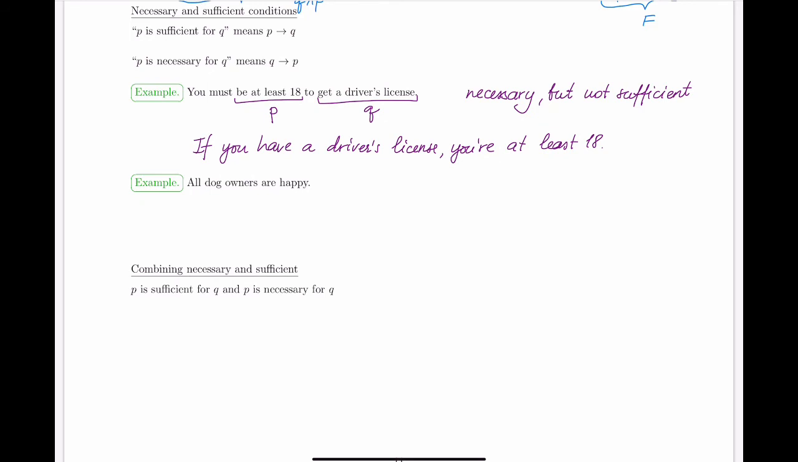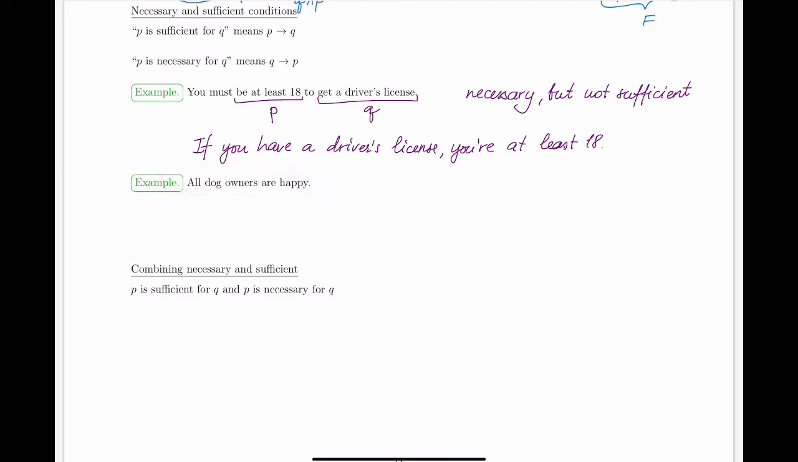Let's take a look at the next example. All dog owners are happy. Again, there's two parts to it, being a dog owner and being happy. So we're trying to figure out, is the dog ownership necessary or sufficient condition for happiness? Is it necessary to have a dog to be happy? Is it sufficient to have a dog to be happy? Think about that in terms of what the statement actually says, not what you believe about in the world.